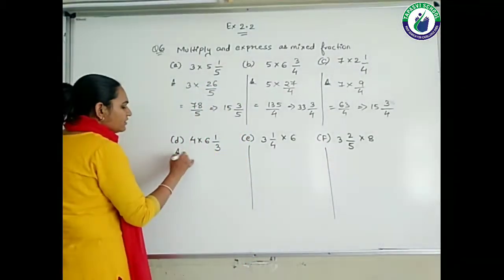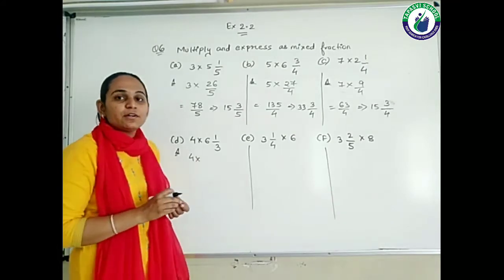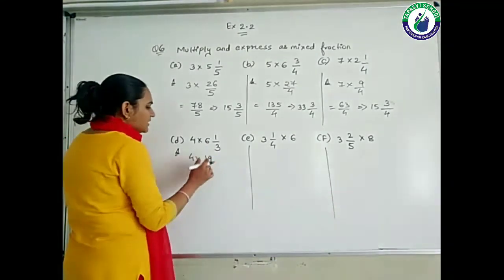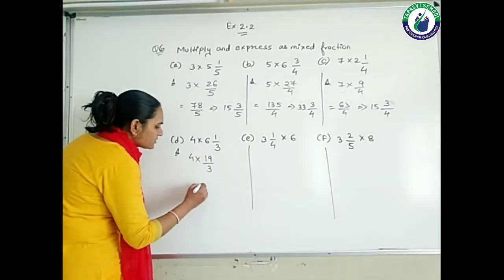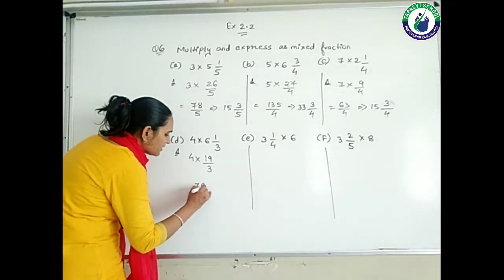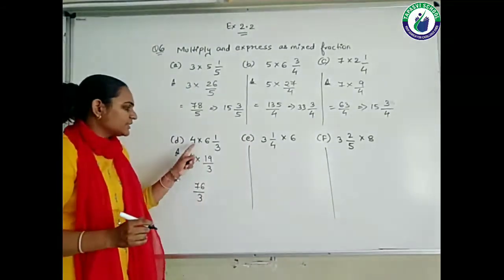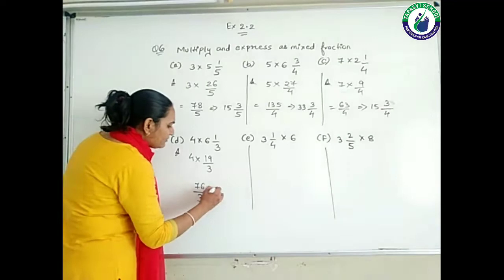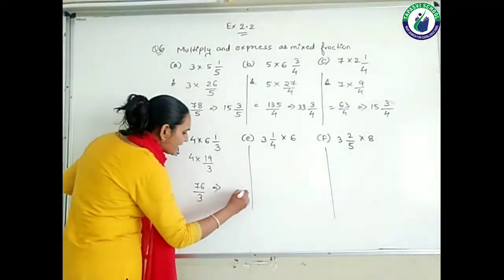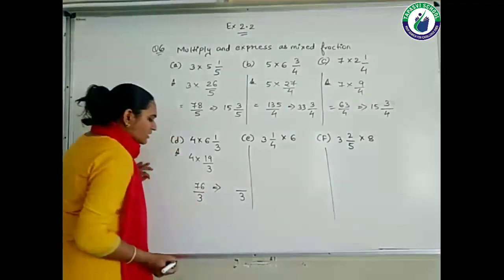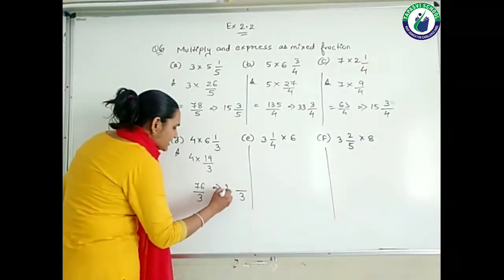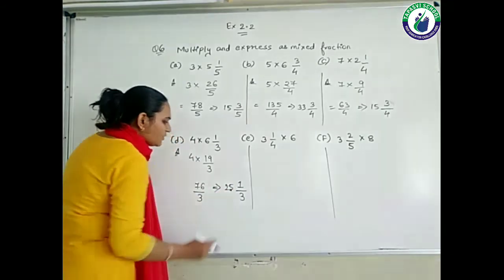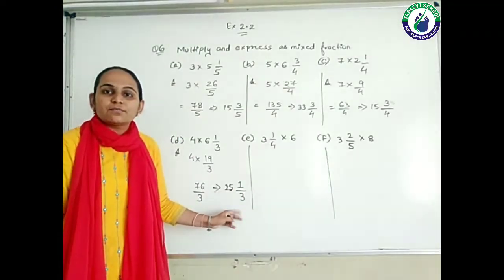First of all, we'll convert this mixed into improper. So 6 threes are 18 plus 1. So it is 19 upon 3. Now 4 into 19, 4 nines are 36, 4 ones are 4 plus 3, so it is 76 upon 3. And we'll convert this into mixed fraction, students. So 3 twos are 6, 3 fives are. So this is the mixed fraction of it, students, 25 integer 1 upon 3.